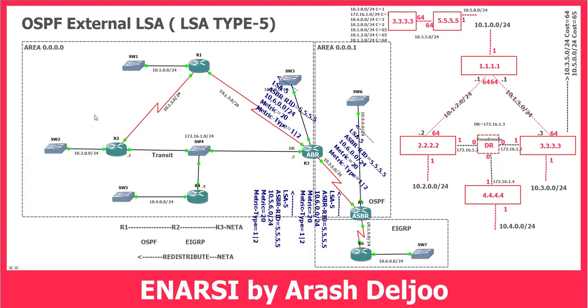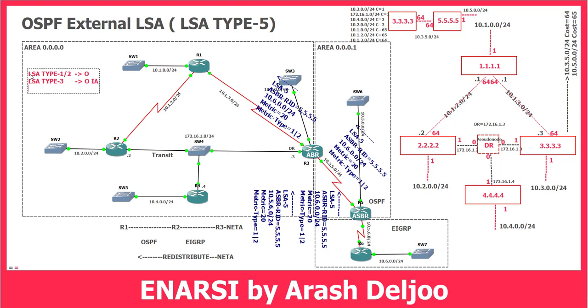Because we didn't redistribute the EIGRP into the OSPF. You know that in OSPF, when we are learning some routes from the LSA type 1 or 2, we will see that route inside the routing table with the code of O. O means intra-area. When we are learning one route from the LSA type 3, we can see these routes inside the routing table with the OIA code. OIA means OSPF inter-area.